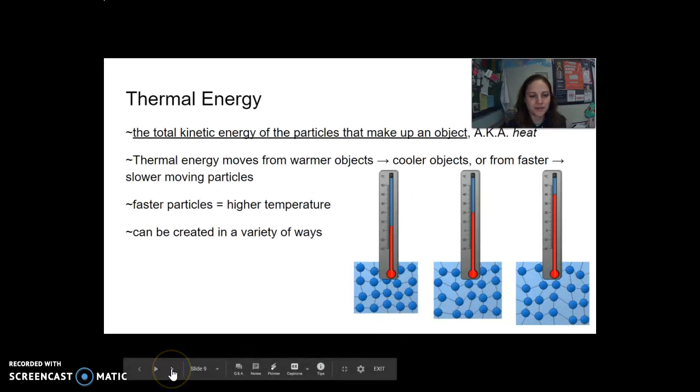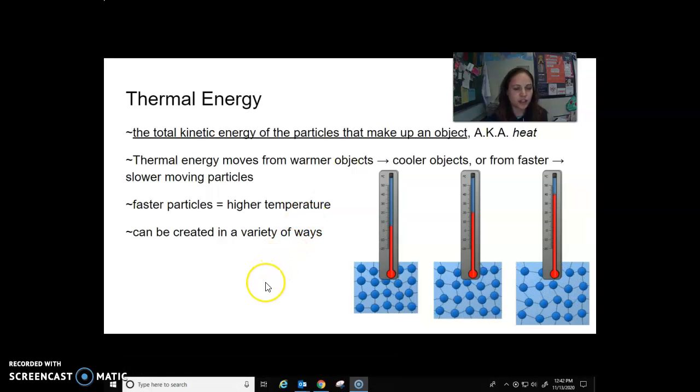So here we go. Our first type of energy is thermal energy, and that is simply the total kinetic energy of all the particles that make up an object. It's also known as heat. One thing to remember is that thermal energy does move from warmer objects to cooler ones, or from faster moving particles to slower moving particles.